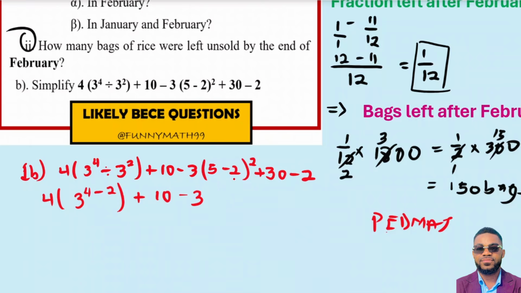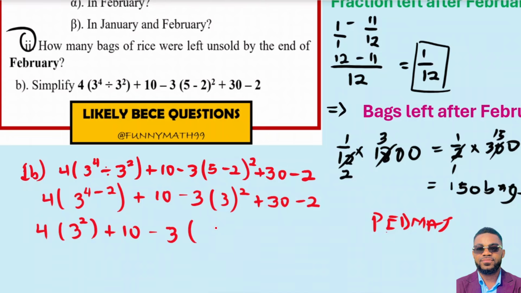Now in the bracket, we have 5 minus 2, which is easy. That is going to be 3. Remember, it is raised to the power 2 plus 30 minus 2. So this is what we have. We can still simplify this one. So that's going to be 4 into bracket 3 exponent 2, because 4 minus 2 is 2. So we have plus 10 minus 3. Now, we know that 3 exponent 2 is going to be 9. So we have plus 30 minus 2. So this is what we have at the moment.